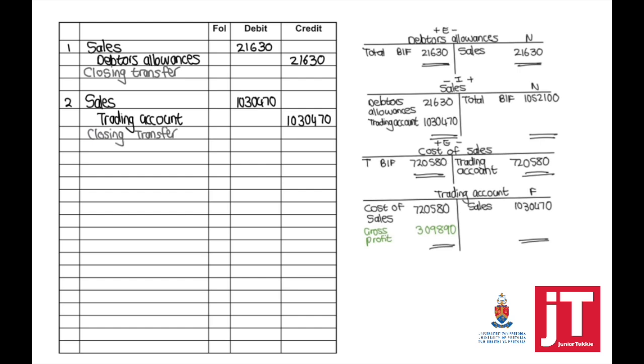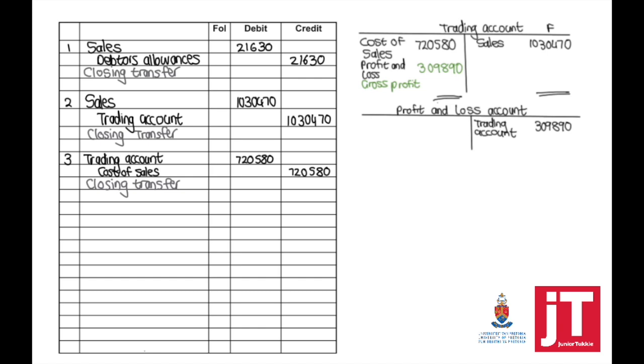Step number 3, once we've done that, cost of sales is closed off to the trading account, which means that trading account is debited, cost of sales is credited. Now, step number 4, we can calculate what was the business gross profit. To calculate that while completing only our journals, we take the net sales minus the cost of sales. So please take note how to do it directly on the journal.